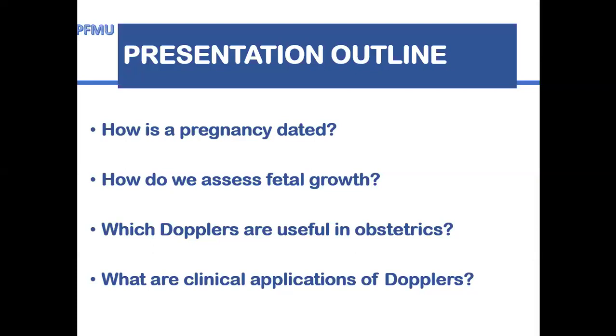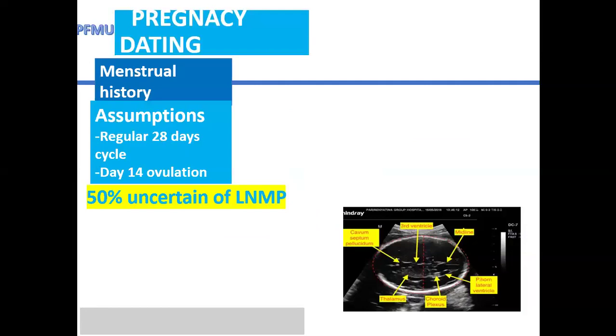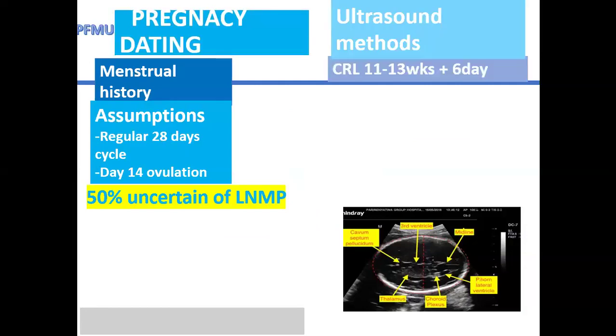Right. So one important concept of whatever. So what are some of the methods which are used in dating pregnancy? So we've got, I think it was mentioned, LNMP, but the LNMP dating is different from assumption.